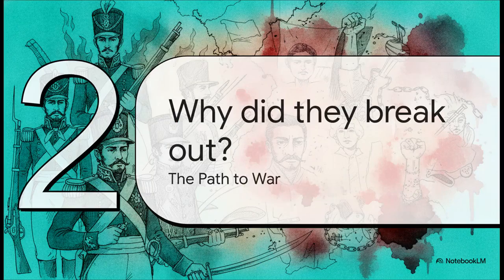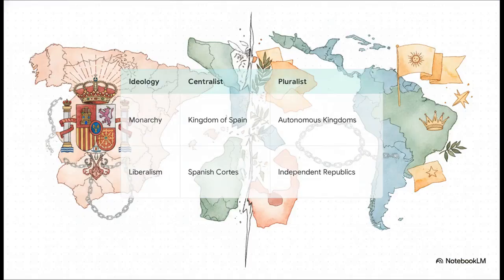Which brings us to part two. Why did the wars actually break out? At its core, it boils down to a massive ideological collision. On one side, you had the centralist view, held by the Spanish government and the Cortes of Cadiz. They wanted a unified monarchy where the European peninsula maintained hegemony and control. Standard empire stuff. But on the other side, you had the pluralist view, championed by those American juntas.